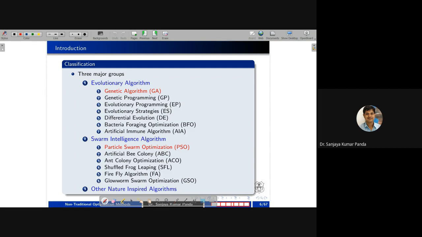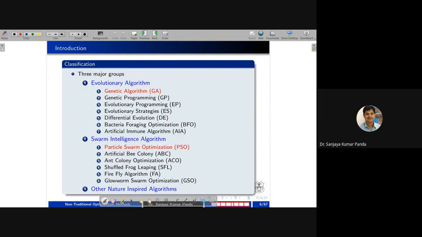Now, the second category is called swarm intelligence algorithm. One of the very popular algorithms under this is called particle swarm optimization algorithm. Basically, in any research domain, you will find when people solve multi-objective problems, where the number of objectives is more than one, they have applied particle swarm optimization and shown that the performance is better in comparison to other optimization algorithms. Other optimization methods in this particular group are artificial bee colony, and ant colony optimization, which is also a very famous one. Shuffled frog leaping algorithm, firefly algorithm, glowworm swarm optimization. These methods are also very popular, but they belong to the swarm intelligence group.